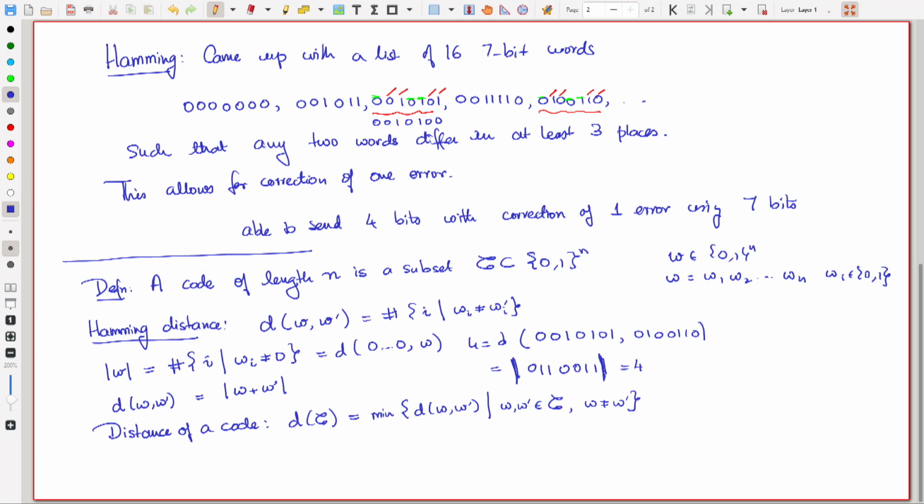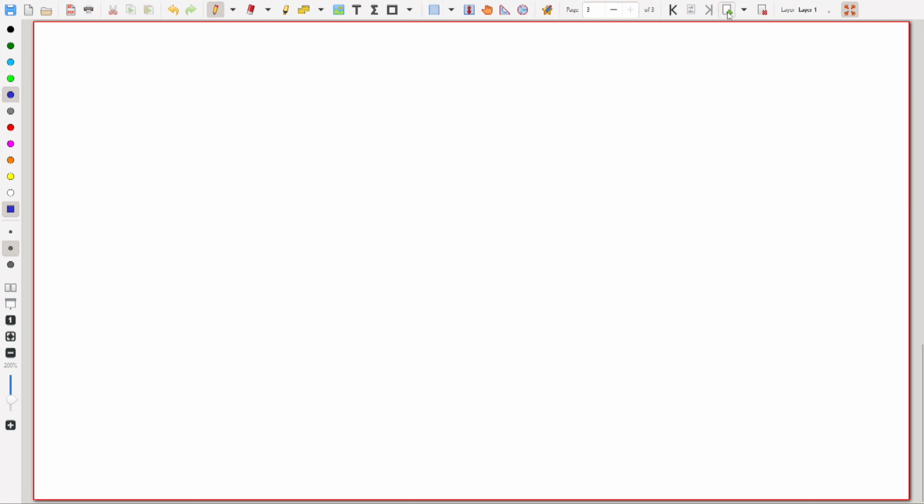A code with distance 2 allows you to detect one error, a code with distance 3 allows you to correct one error. A code with distance 4 also allows you to detect and correct one error, but it may also allow you to detect two errors, right. And a code with distance 5 allows you to correct two errors. So, let me just explain this. So, a code with distance 2r plus 1, that also has to be consecutive errors. No, there is nothing about consecutiveness here.